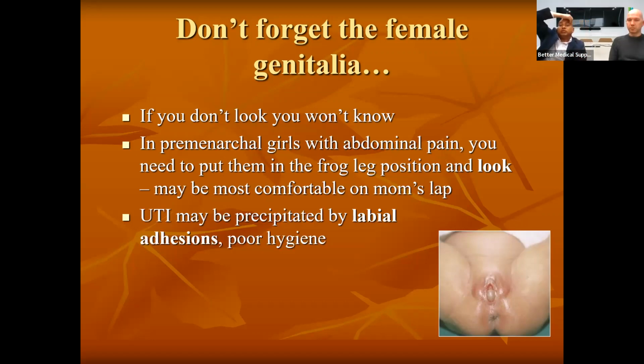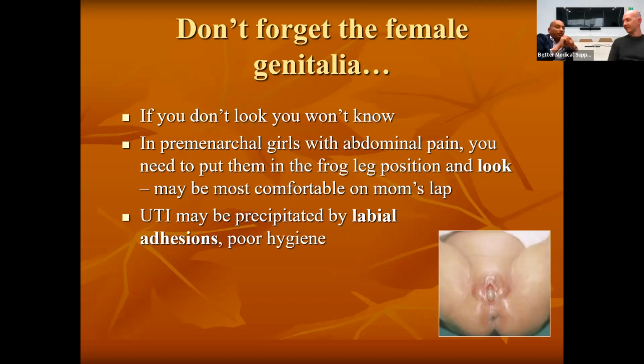So again, when you look at the genitals and you can see the labial adhesions, what's the common practice for labial adhesions? What do you do? You apply something, or you don't do anything? I'm not sure. I will tell you, before you guys were born, I was in med school.